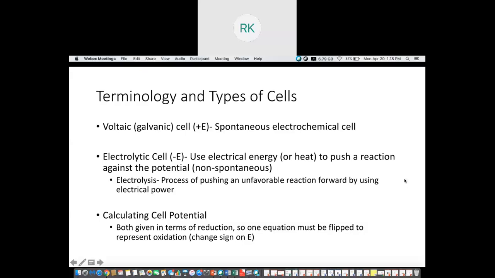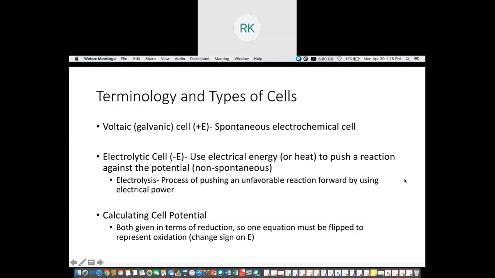And then electrolysis is the process of pushing an unfavorable reaction forward, right? Electrolysis looks a lot like electrolytic. It's basically the process in which an electrolytic cell works. Just another term to know.